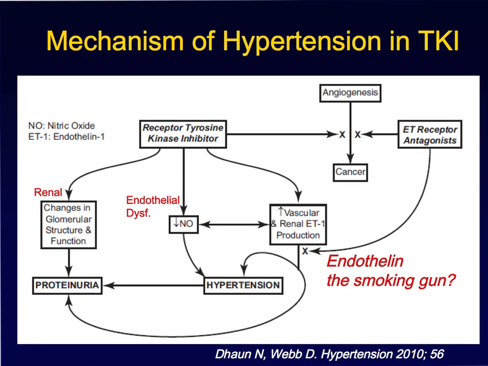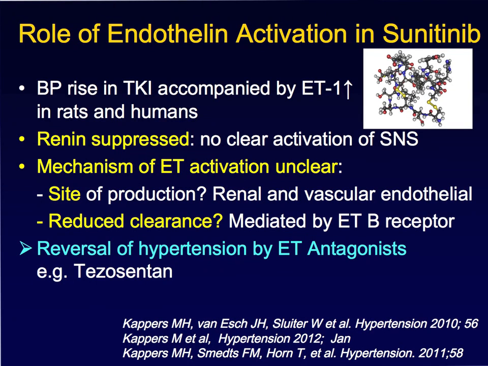So endothelin has now been named, is it really the smoking gun in all of these different mechanisms, NO and the renal changes, endothelial dysfunction, and of course the angiogenesis and angiotensin itself. And when they looked at this further here, this group from the Netherlands, from Kappers and Mayraker, they found again that although renin is suppressed, the endothelin is raised, and there is also an increased urine excretion of endothelin.